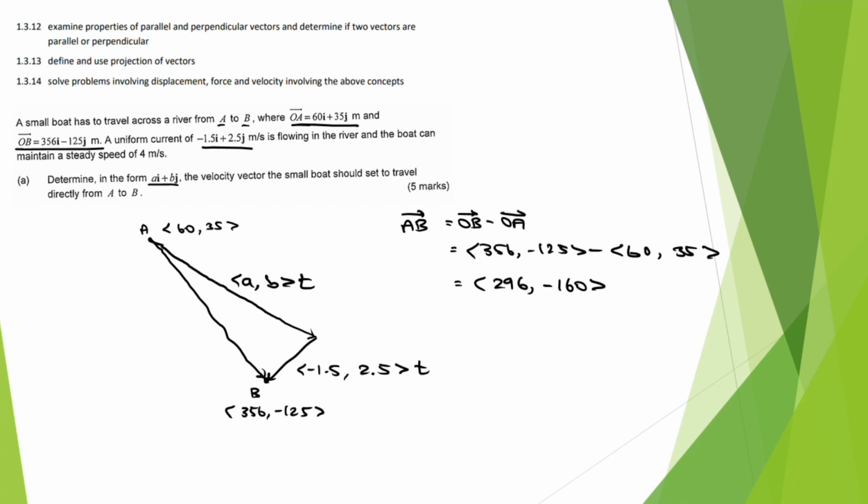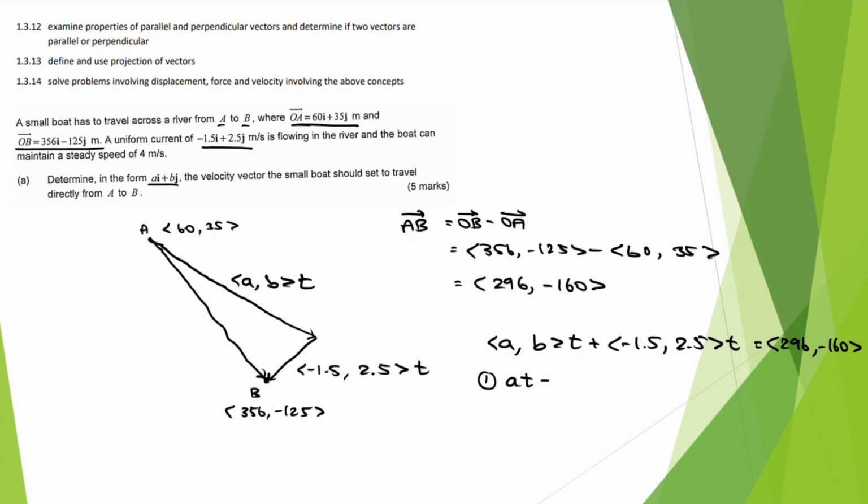Now, if I consider my vectors AB times T and negative 1.5, 2.5 times T, then I know that AB multiplied by T plus negative 1.5, 2.5 multiplied by T will be equal to 296, negative 160, which is my A to B. And if I look here, I can see that that is a triangle, right? I have it going in this direction and then in this direction to form my resultant AB, which is this one here. Alright? And so from this, I get two equations.